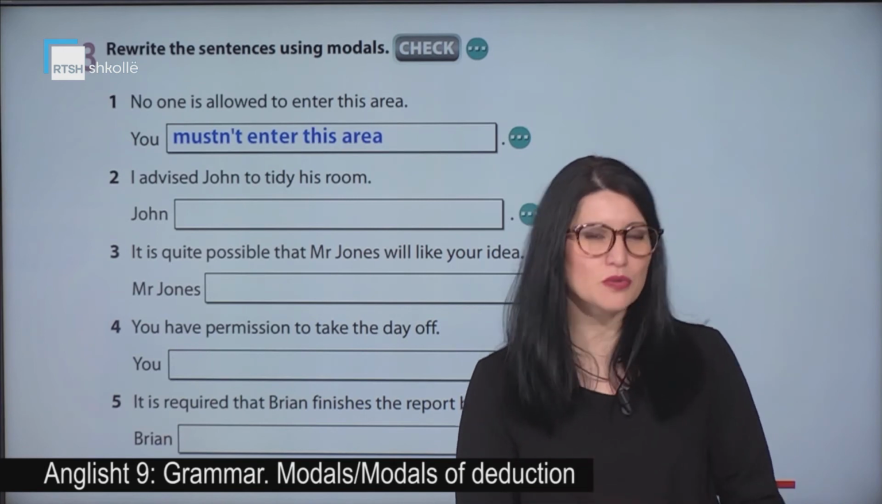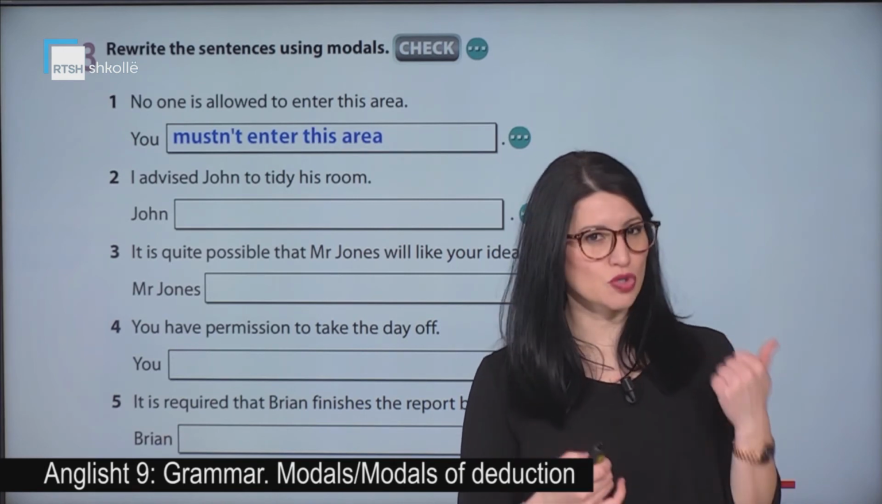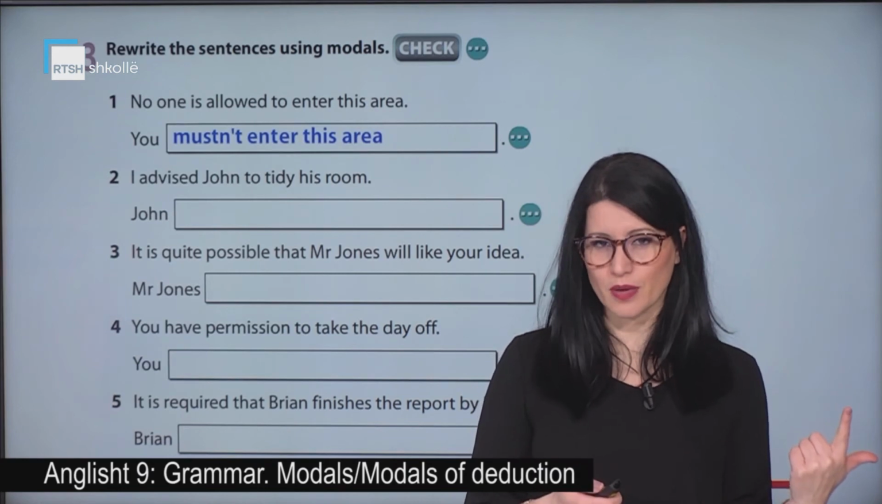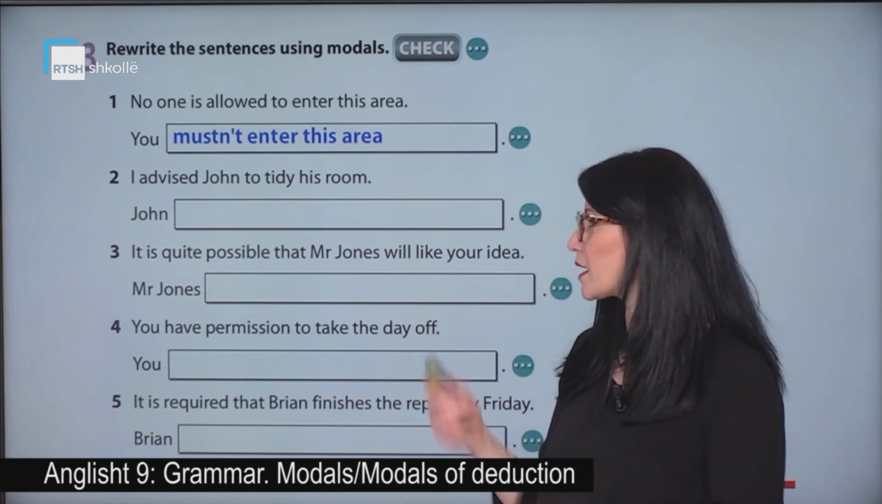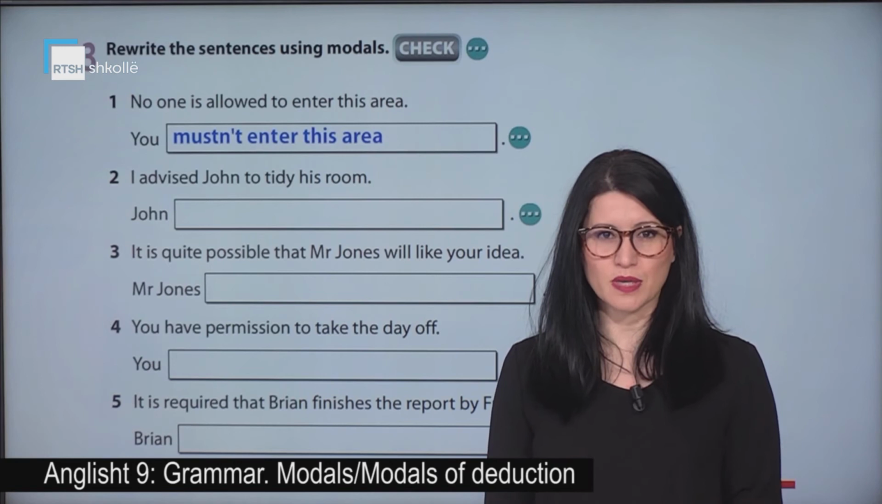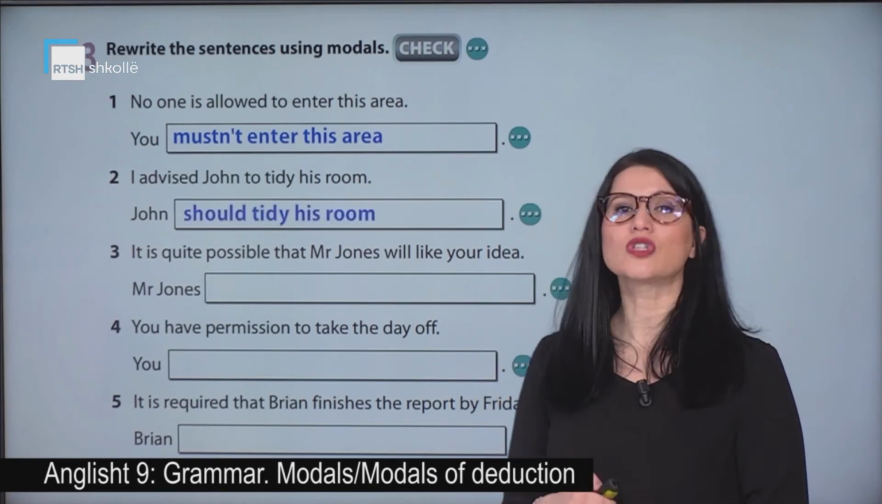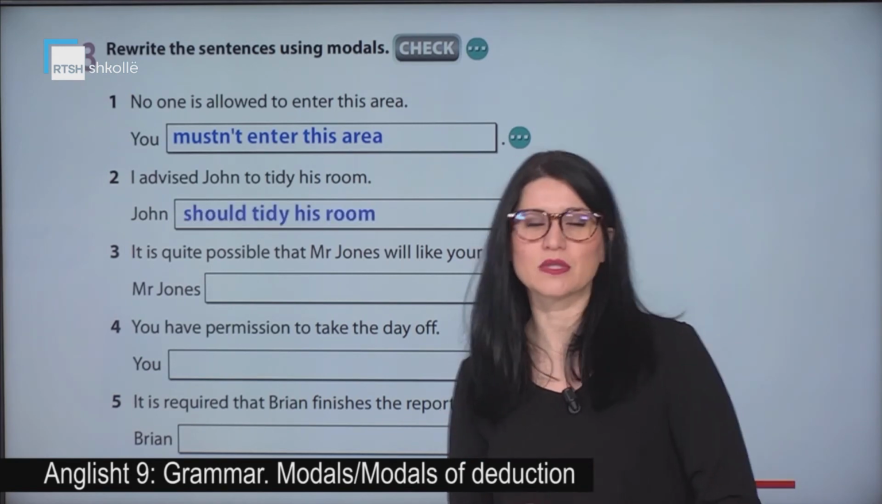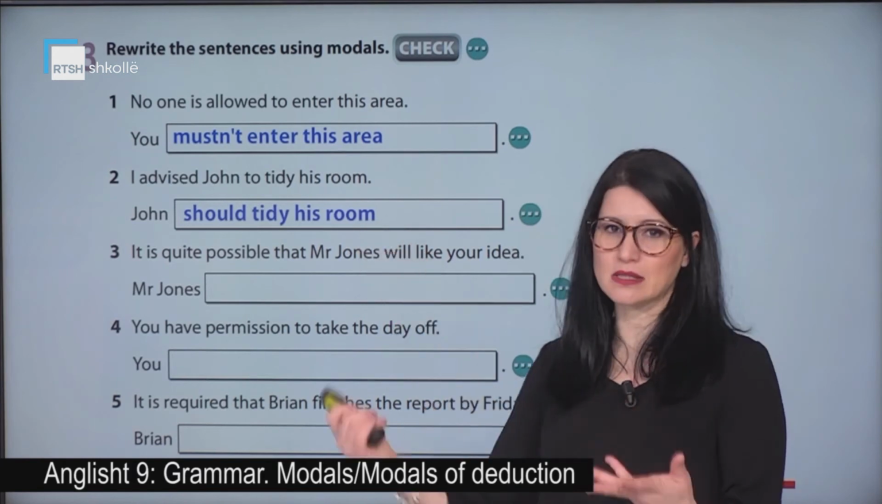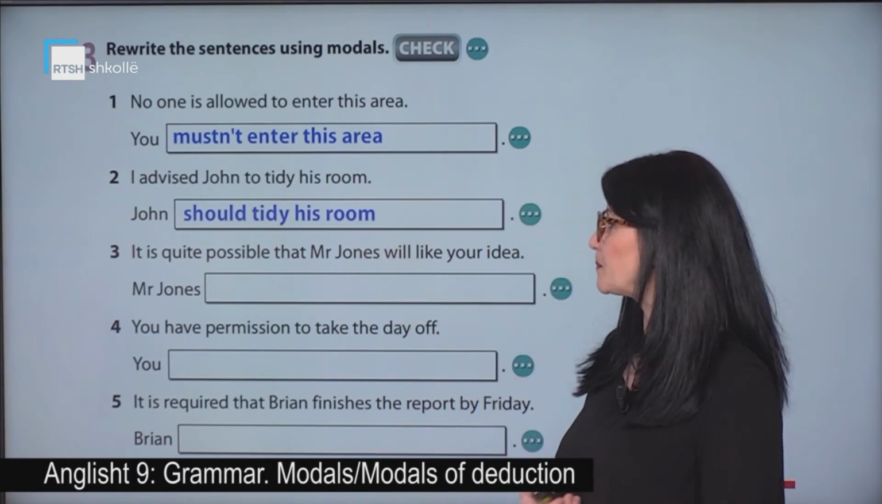What modals do we use to give advice? We use should or ought to, right? So, in this case, how would the sentence be? John should tidy his room. So it's a good idea and it is an advice.